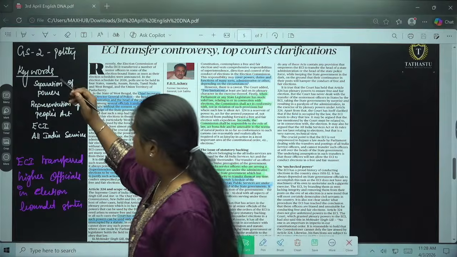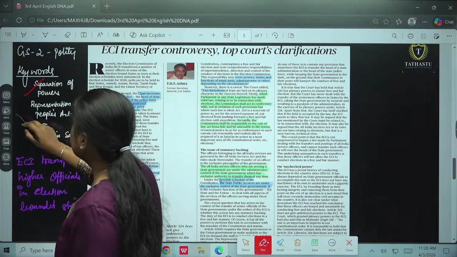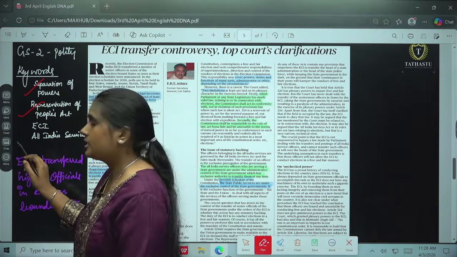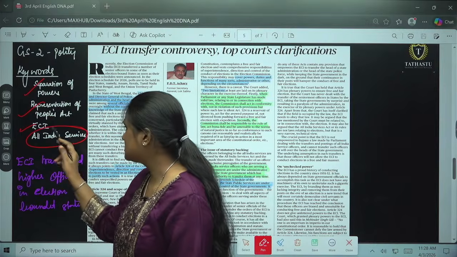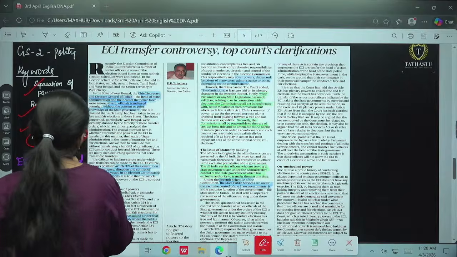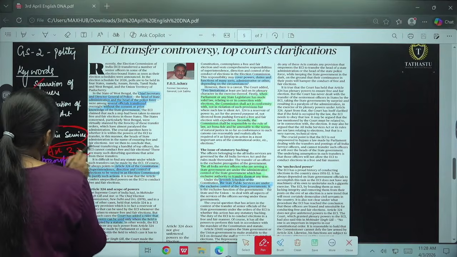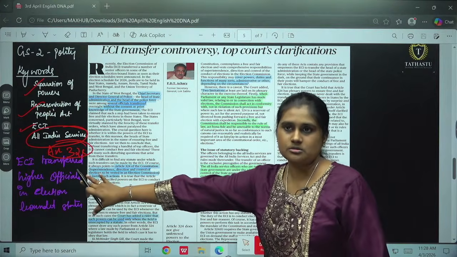So the keywords for the article will be separation of powers, Representation of the People Act, the powers and functions of ECI, and also All India Services, and Article 324. So this is the crux. What is the news? Why is it in the news?